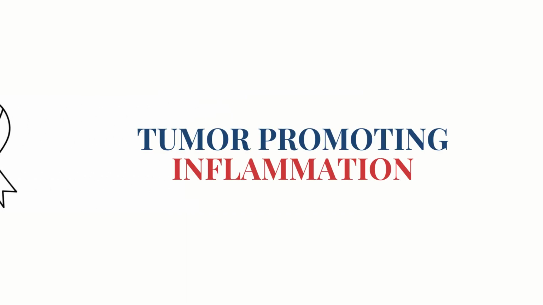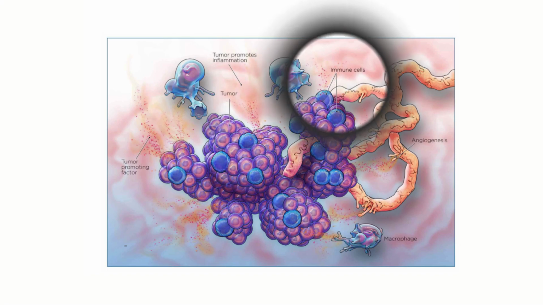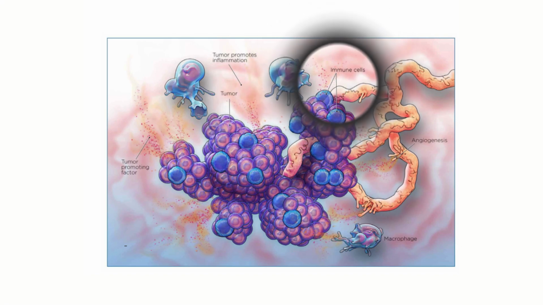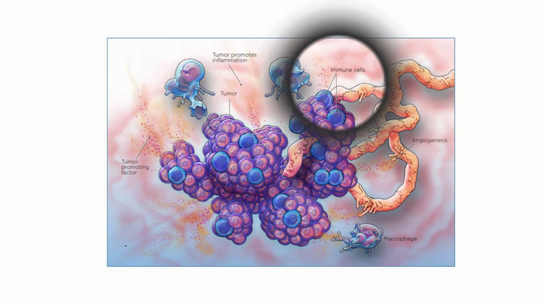How does inflammation help tumor grow? The immune cells that promote inflammation infiltrate the tumors and help them to grow by providing growth, survival, and angiogenic factors.